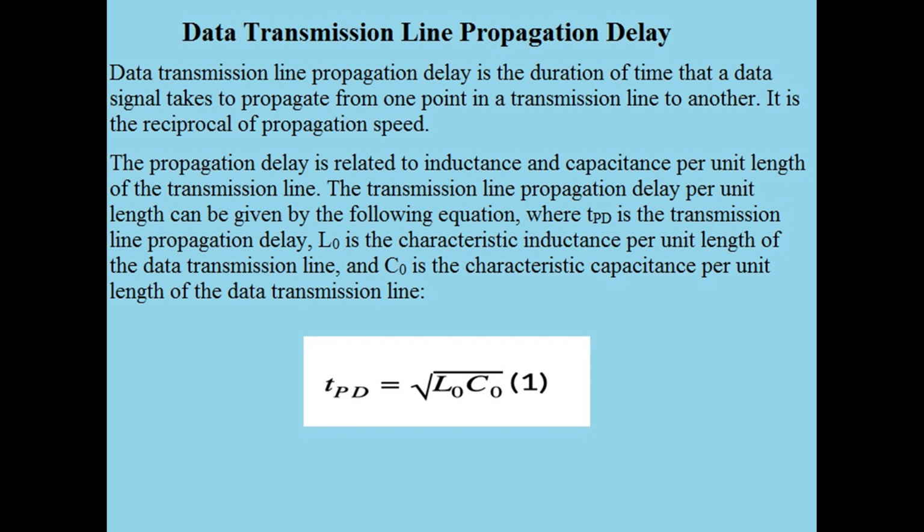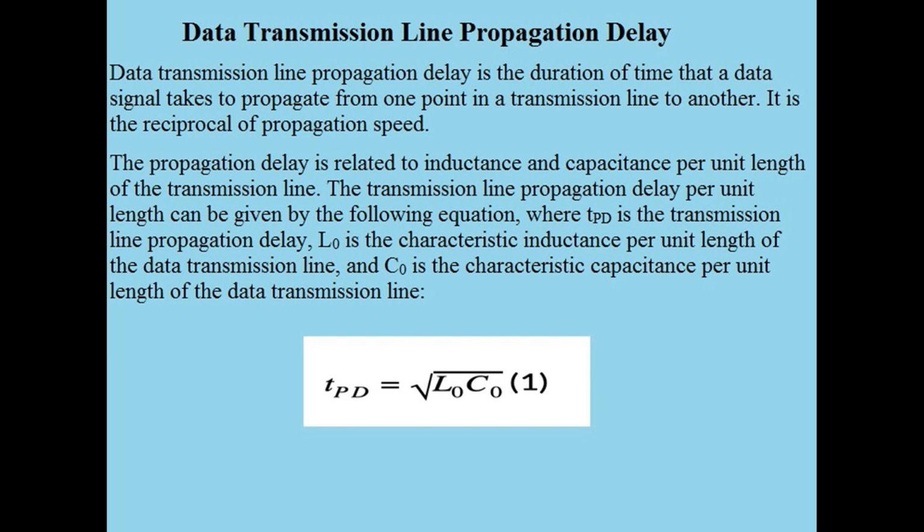Data transmission line propagation delay is the duration of time that a data signal takes to propagate from one point in a transmission line to another. It is the reciprocal of propagation speed. The propagation delay is related to inductance and capacitance per unit length of the transmission line.